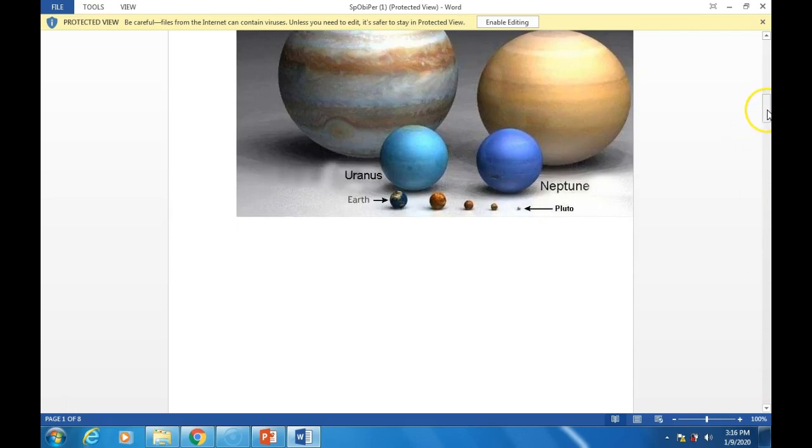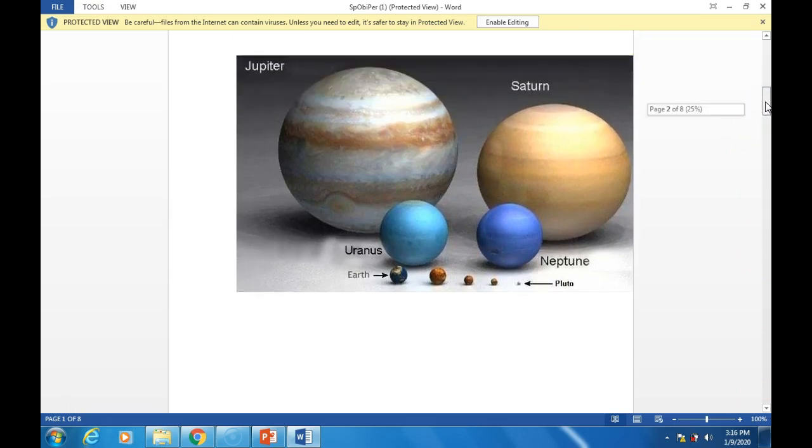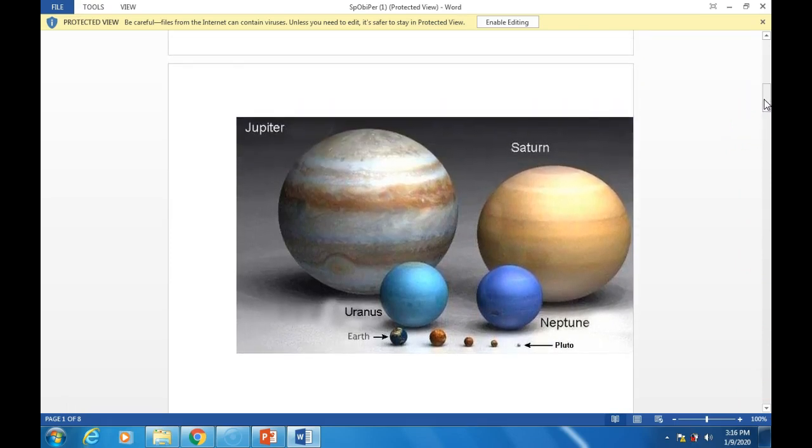Here are all the planets, okay? This is Jupiter, Saturn without the rings, Uranus and Neptune, almost the same size. Here's Earth then, there's Venus, and this is Pluto on this scale. And it keeps going scale after scale after scale.